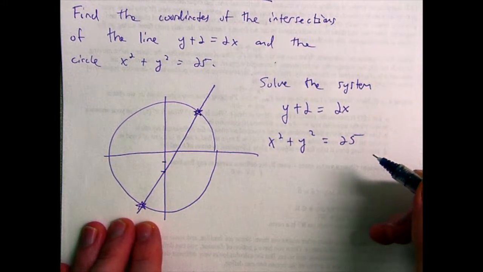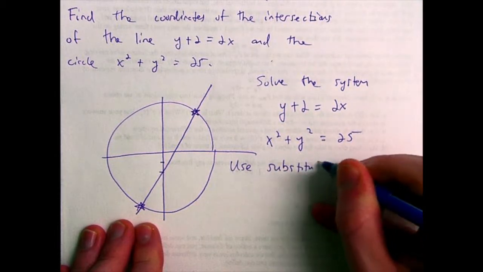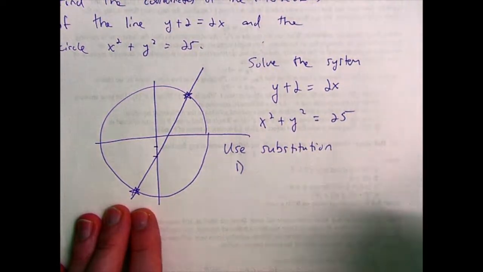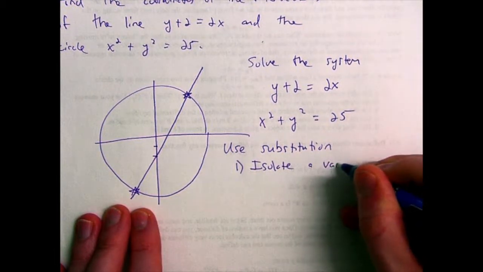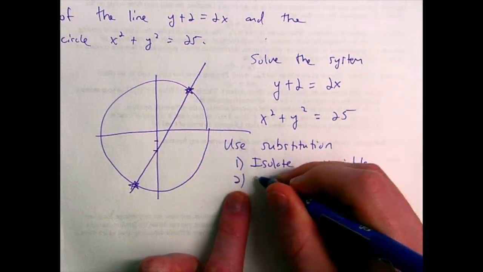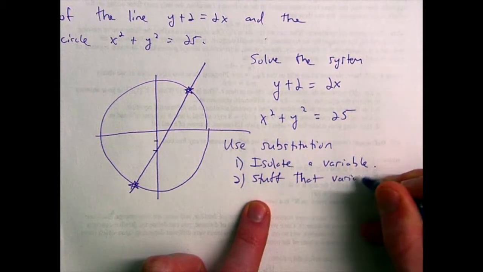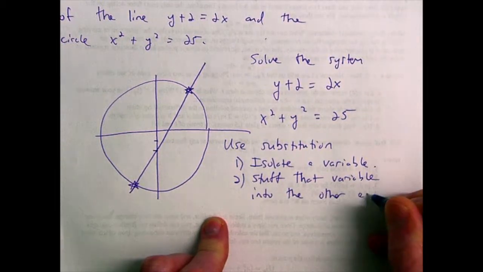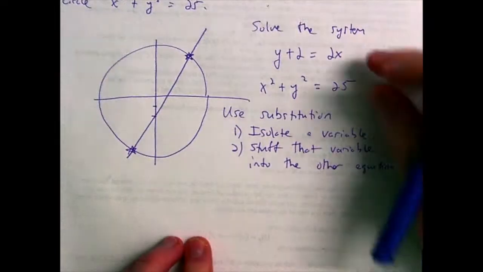So here's how substitution works. We're going to use substitution to solve this system of equations. And the way that works is your first move is you have to isolate a variable. And then once you've done that, you're going to stuff that variable into the other equation. So let's take a look at this system here.